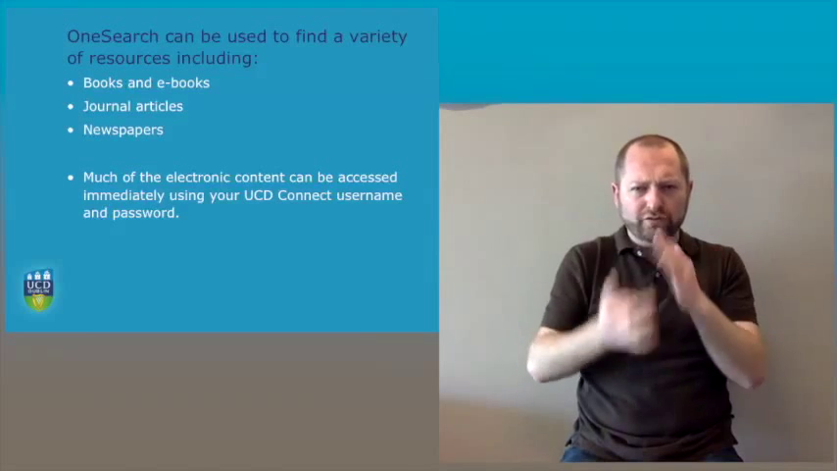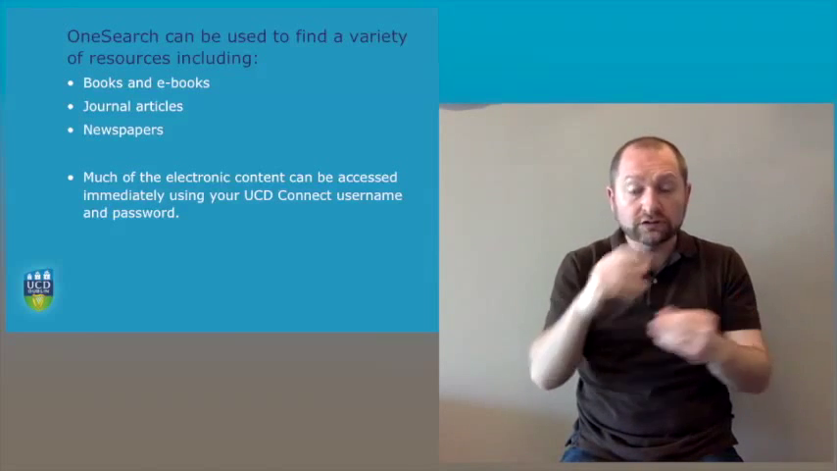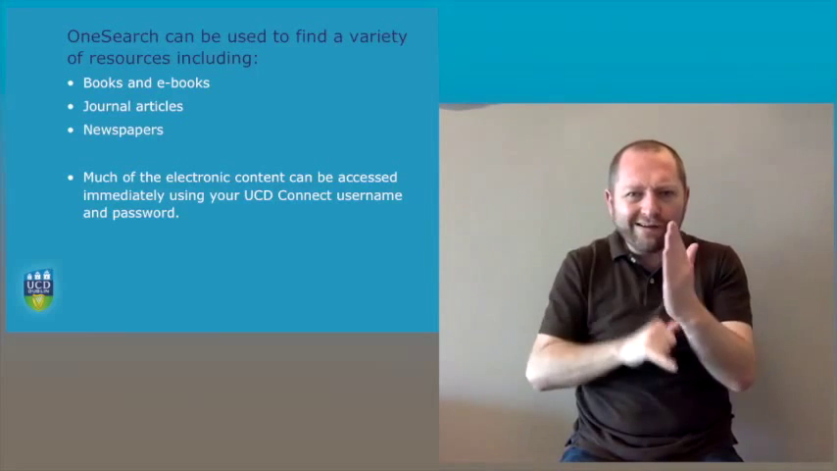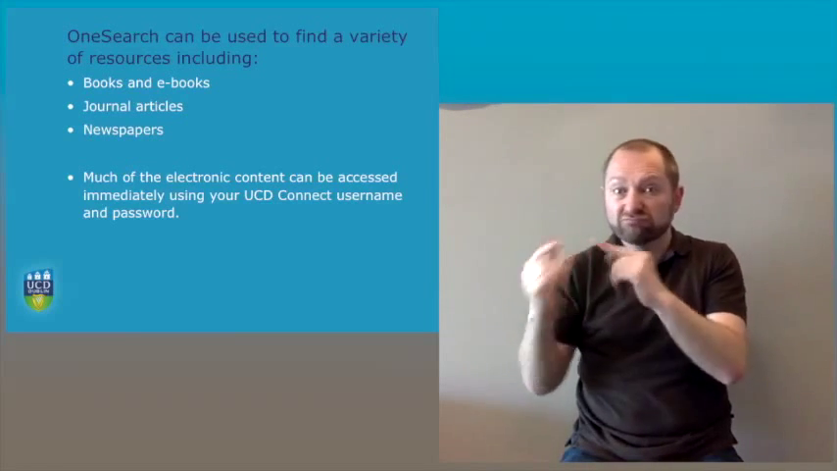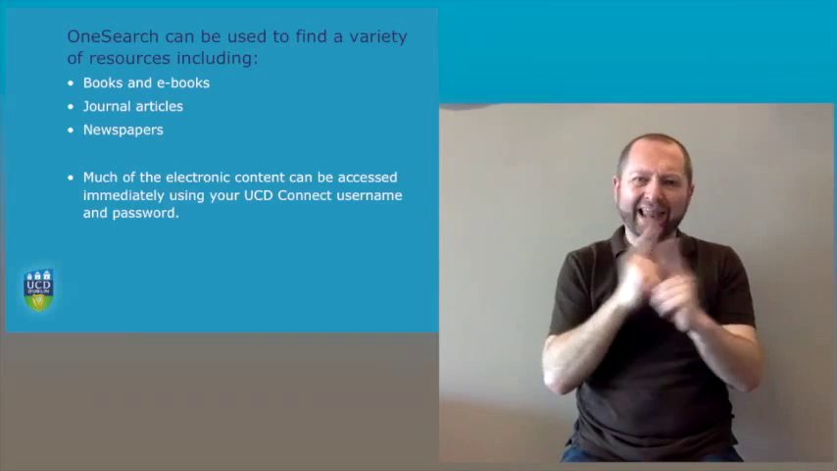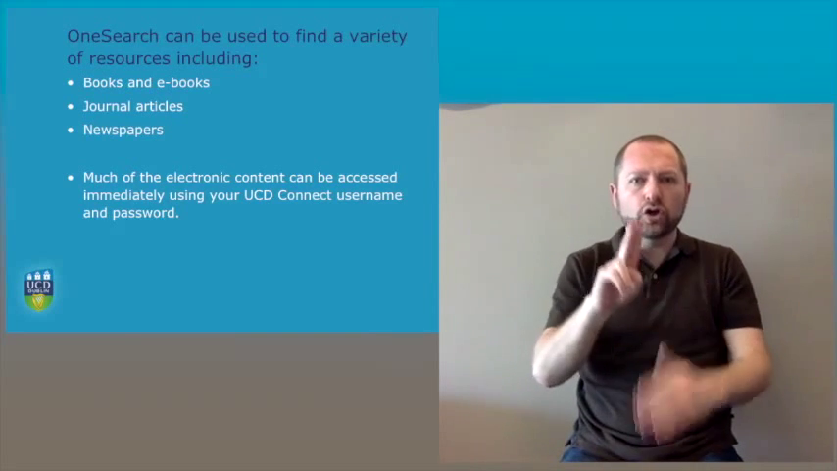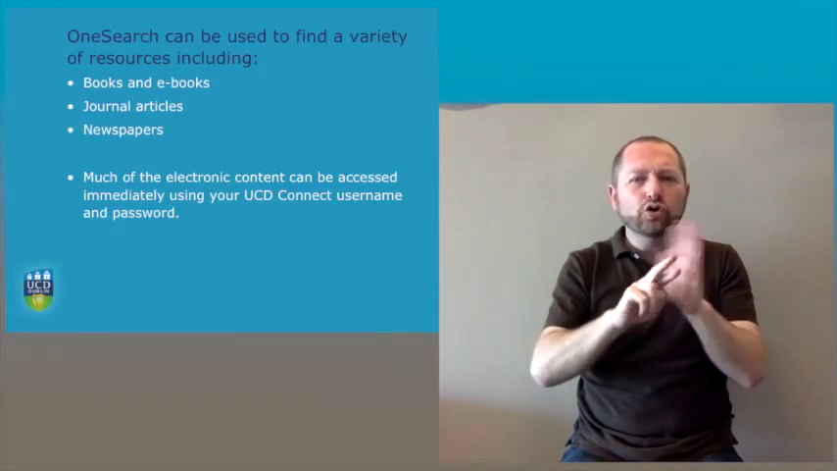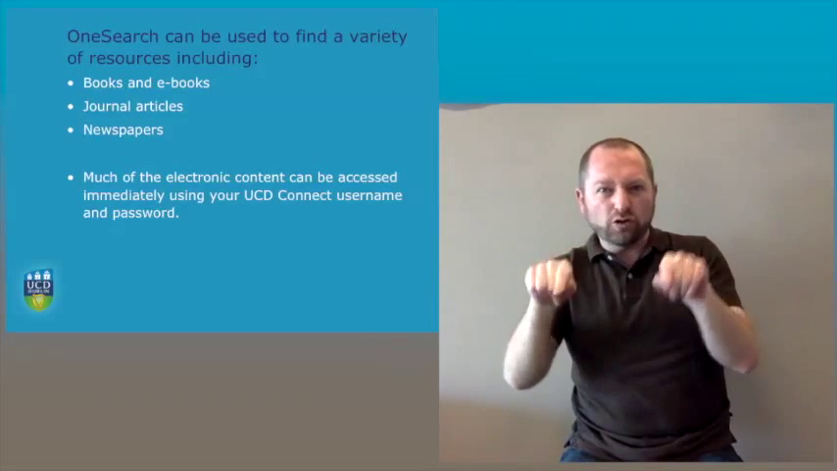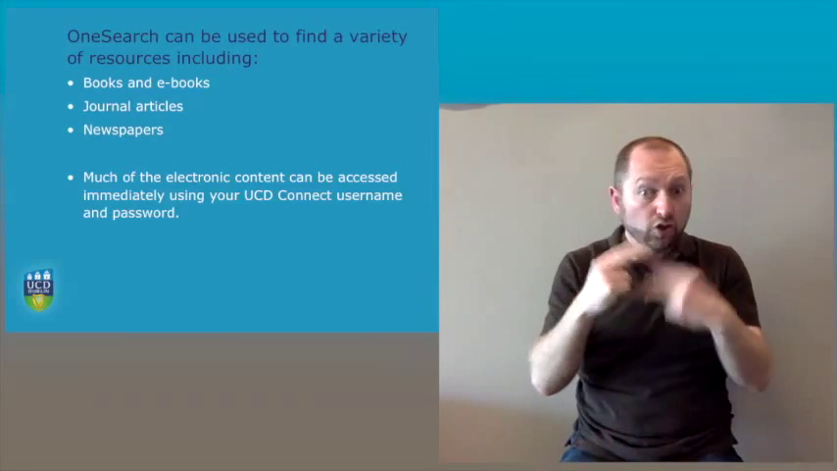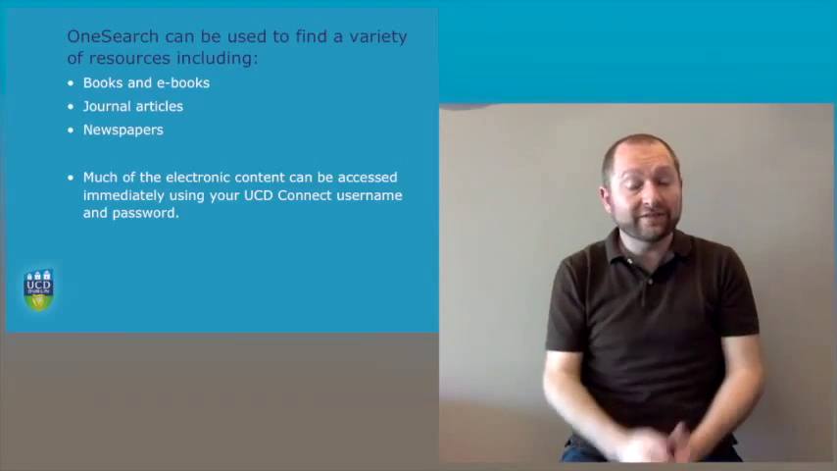OneSearch can be used to find a variety of resources, including books and ebooks, journal articles and newspapers, and many other resources. A lot of the electronic content can be accessed straight away using your UCD Connect username and password, so you will be able to use resources wherever you are. So if you're at home and you're using UCD Library OneSearch, some of the material will be available to you right there and then without you actually having to go to the library.